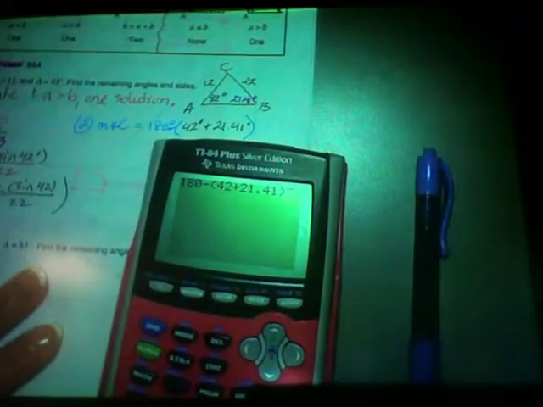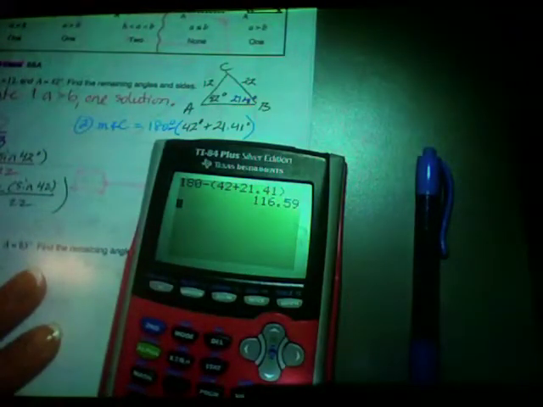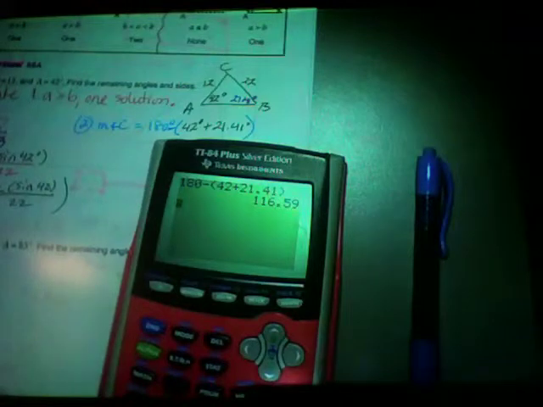And then, in your calculator, you're putting that, and you get what? 116.59. Approximately equal to 116.59 degrees.